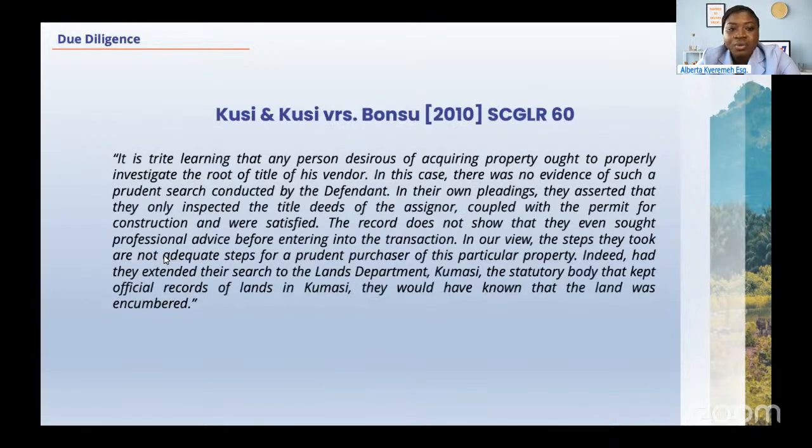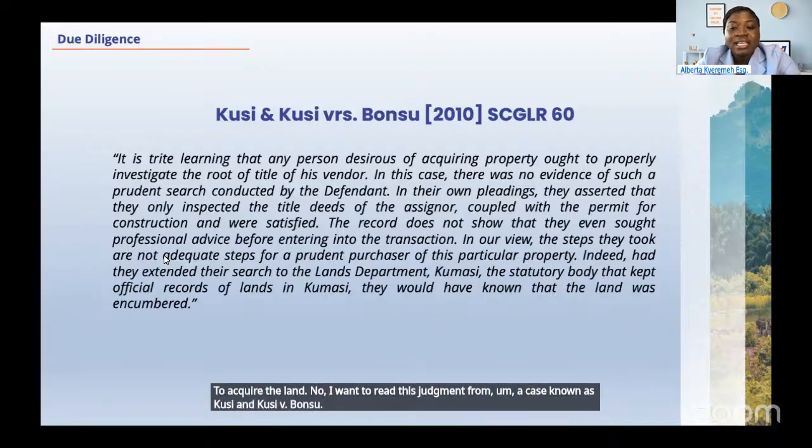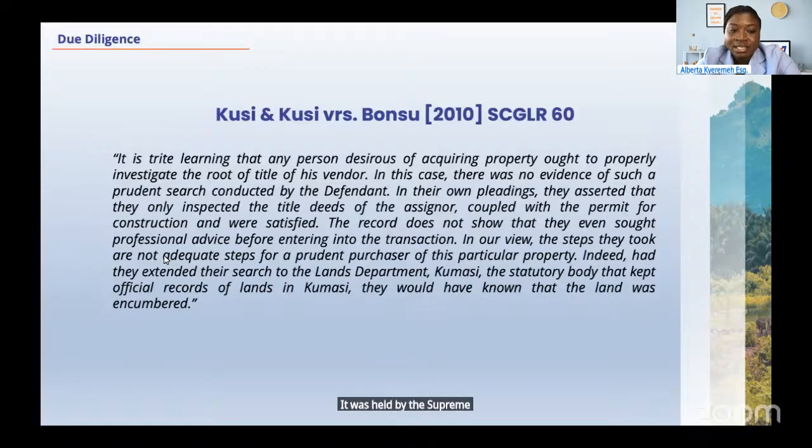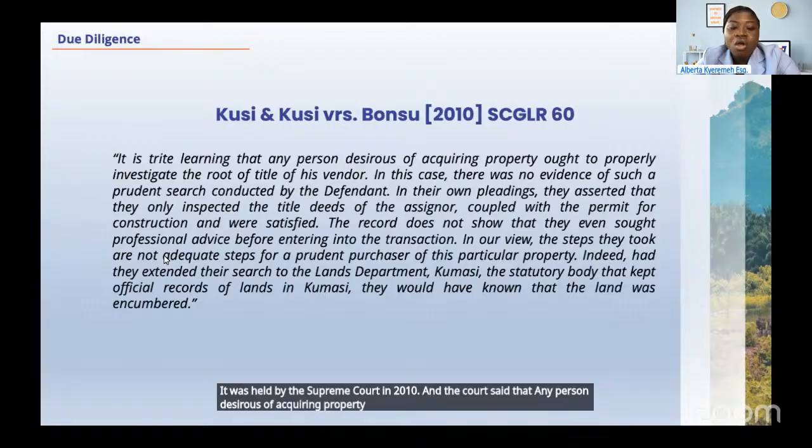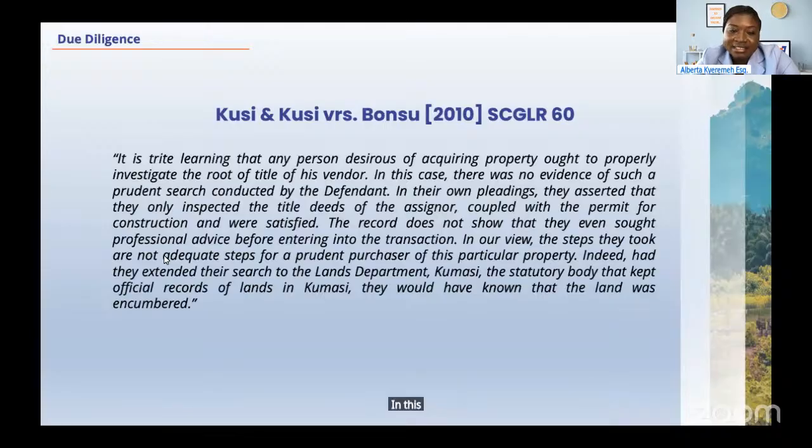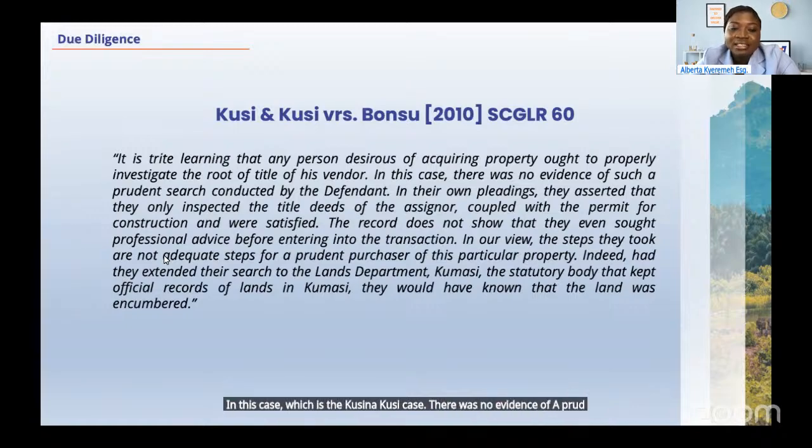Now, I want to read this judgment from a case known as Kusi and Kusi versus Bonsu. It was held by the Supreme Court in 2010. And the court said that any person desirous of acquiring property ought to properly investigate the root of title of his vendor. In this case, the Kusi and Kusi case, there was no evidence of a prudent search conducted by the defendant.